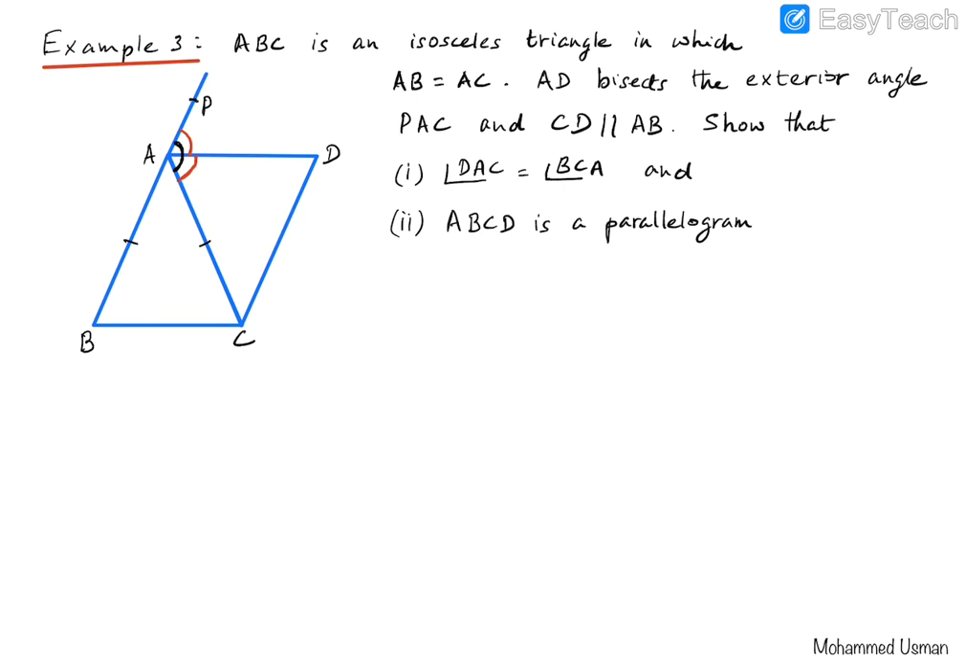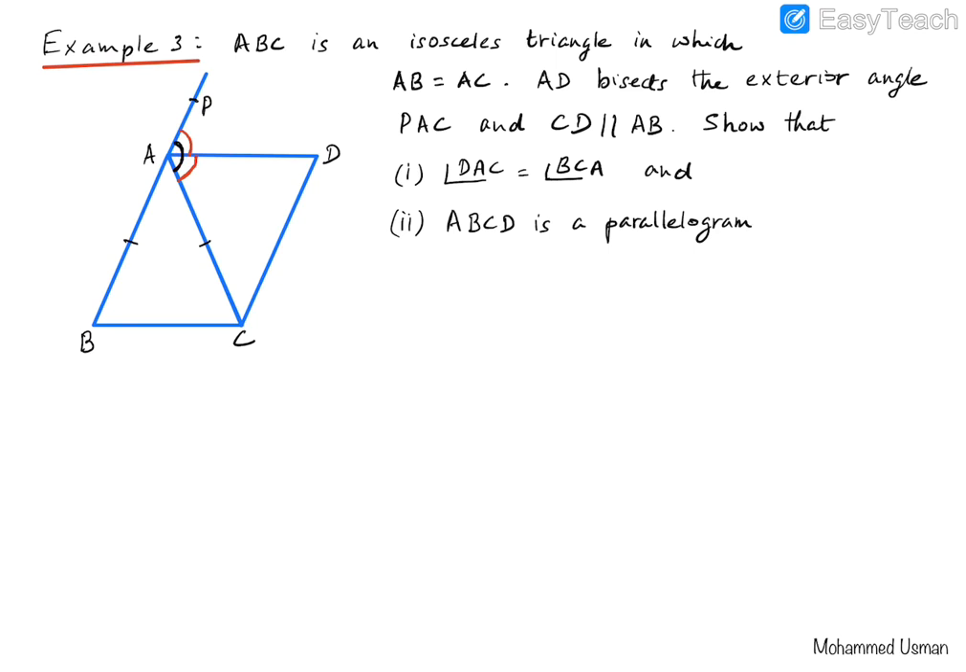And we are also given that the side AB and CD are parallel to each other. So these two lines are parallel to each other, and we are asked to prove two things. The first thing is we are asked to prove that the angle DAC, which is this angle over here, and the angle BCA, that is this angle over here, they are equal. So we need to prove that. And then we also have to show that ABCD is a parallelogram.